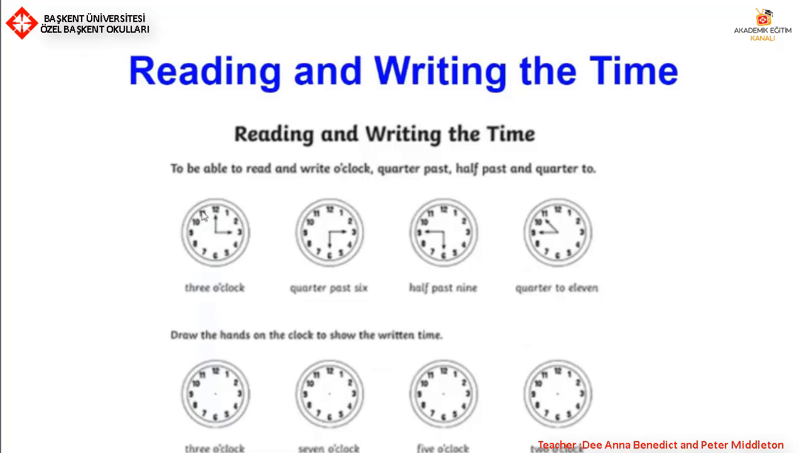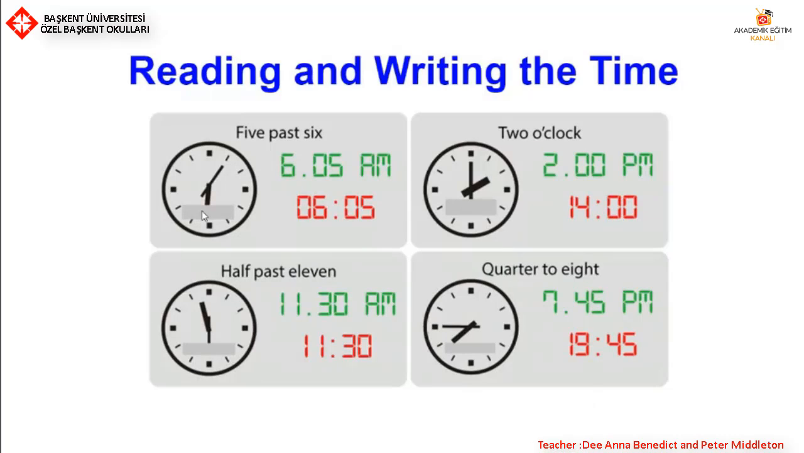So let's read and write for time, and you can see the clocks are showing different times, and we've got 3 o'clock, 6:15, 9:30, and 11:15. These are different times in the day. So can you use 15, 30, and 2:15 when you read a clock? So we can see on these clocks that they have got different times.